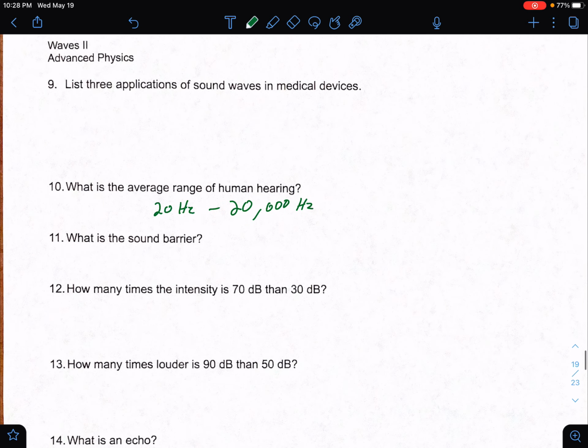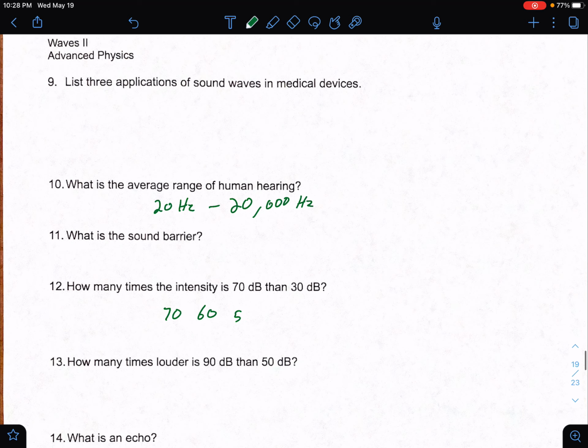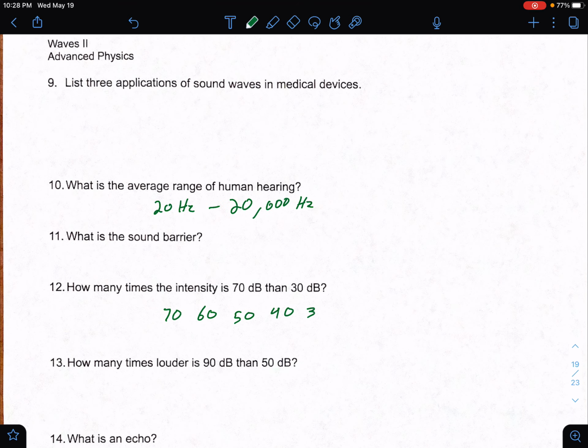12, how many times the intensity of 70 decibels is 30 decibels? Each time you change by 10, so I'm going 70 to 60 to 50 to 40 to 30. Each time you go down by 10, that is a factor of 10. So this is 10 times 10 times 10 times 10. So this would be a factor of 10 to the 4th times louder or more intense.